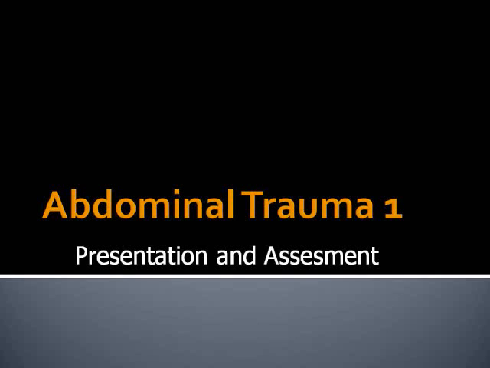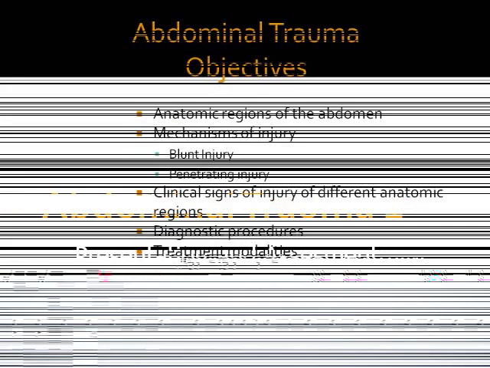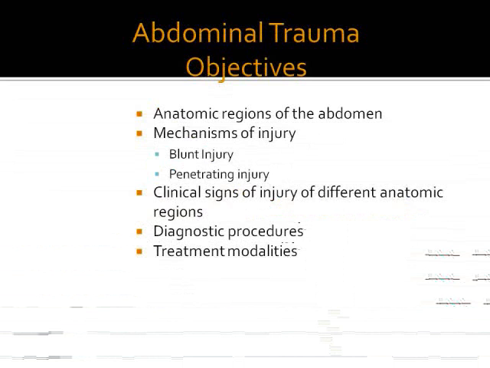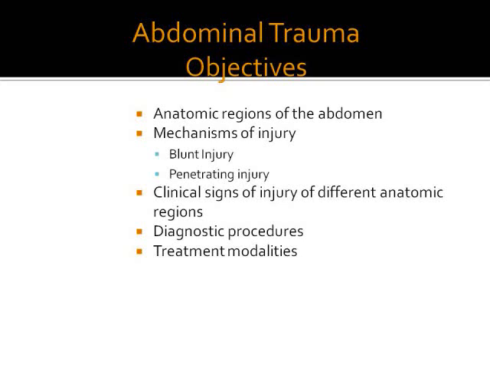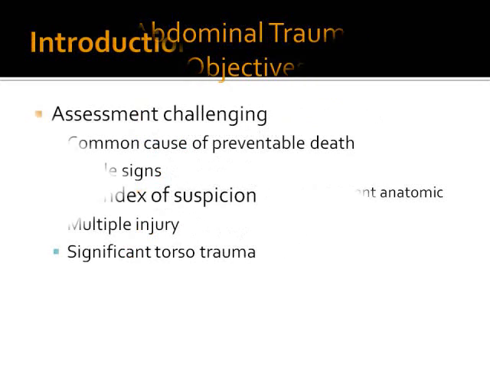Abdominal trauma. The objectives of this lecture are to identify the anatomic regions of the abdomen, the mechanisms of injury in abdominal trauma, which are blunt and penetrating, clinical signs of injury in the different anatomic regions, diagnostic procedures that we do in abdominal trauma, and treatment modalities available.